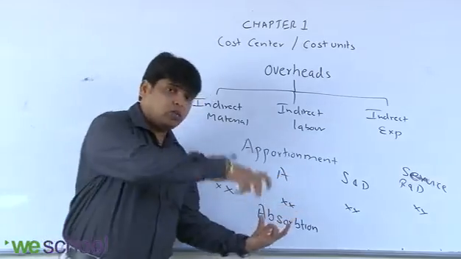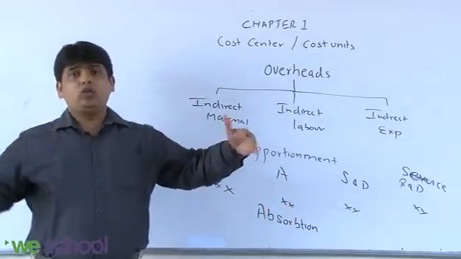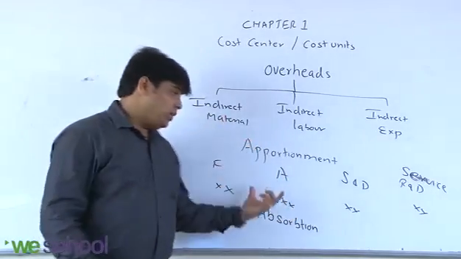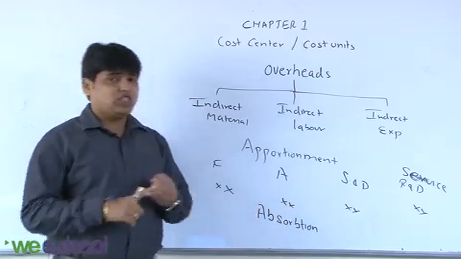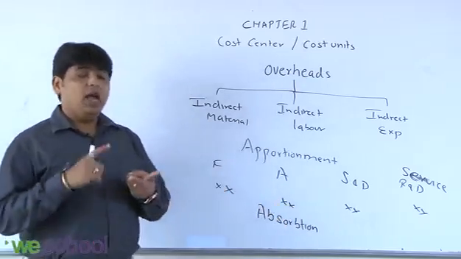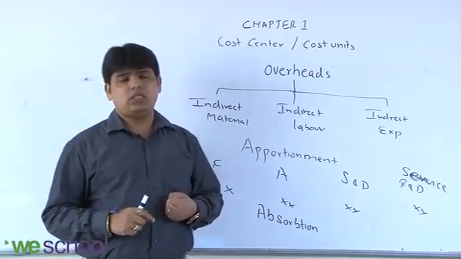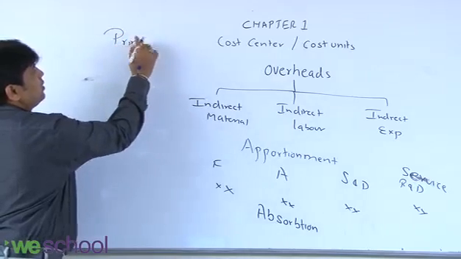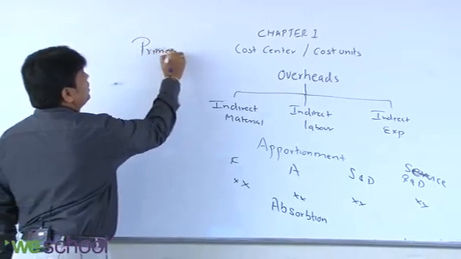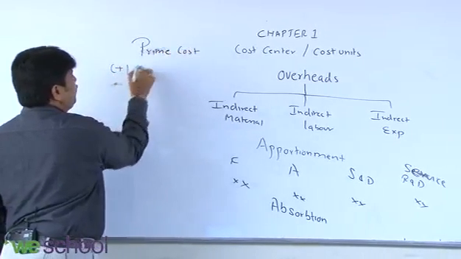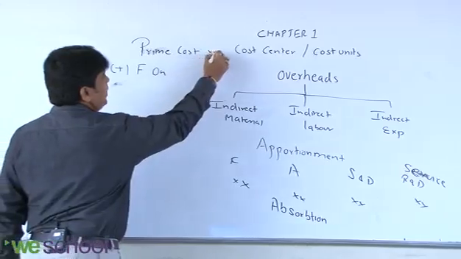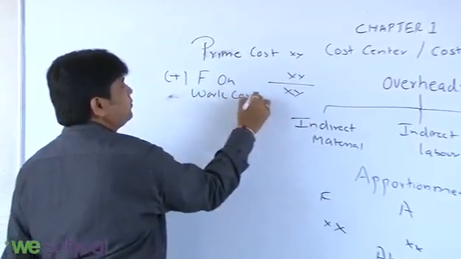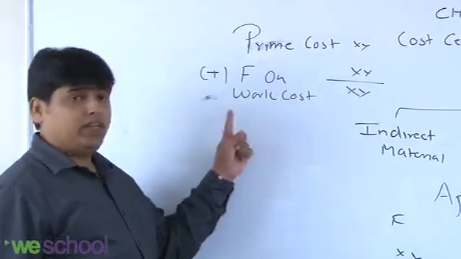Similarly, for absorbing administrative expense, it is a common cost which has to be charged to each and every product. Again, on the basis of production, I can distribute this. If that is not possible, I can distribute this on the basis of works cost. Now, what is works cost? See, prime cost plus factory overheads gives you works cost.